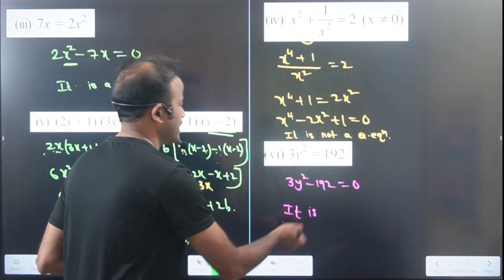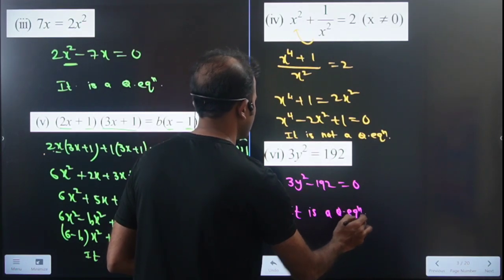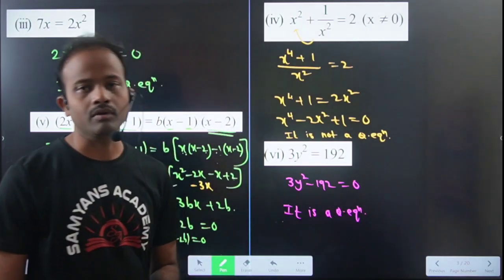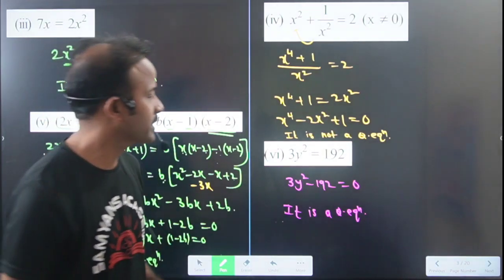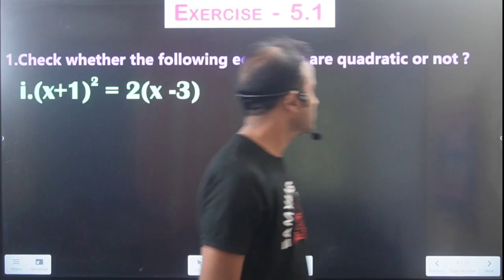So what is the variable we have here? y. Then what is the power of this y? That is 2. Therefore, if the highest power of the variable is 2, we can call it a quadratic equation. Okay, move on to the next one.